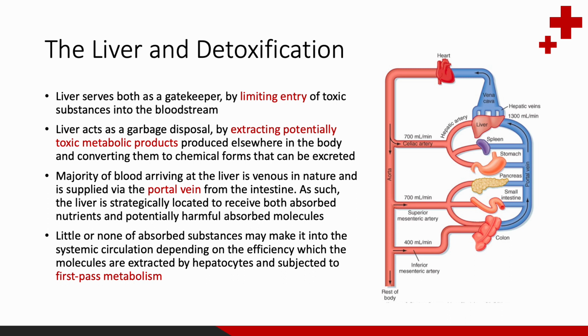the intestine. As such, the liver is strategically located to receive both absorbed nutrients and potentially harmful absorbed molecules such as drugs and bacterial toxins. Little or none of absorbed substances may make it into the systemic circulation, depending on the efficiency with which the molecules are extracted by hepatocytes and subjected to first pass metabolism. This is the reason why not all pharmaceutical agents can achieve therapeutic concentrations in the bloodstream if administered orally.